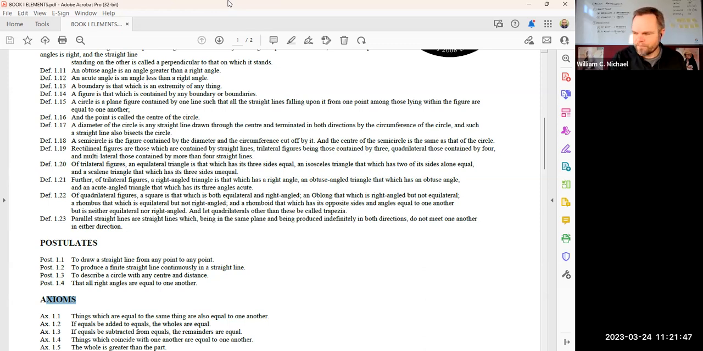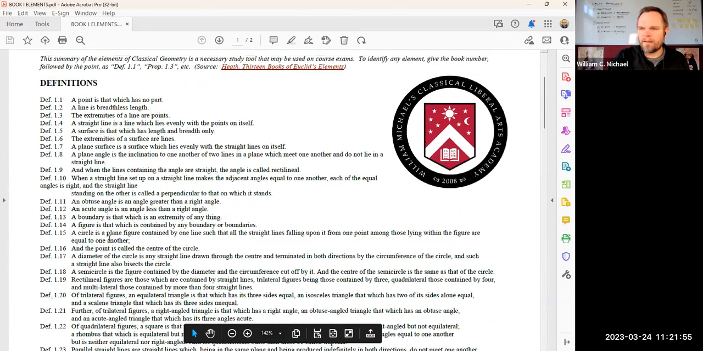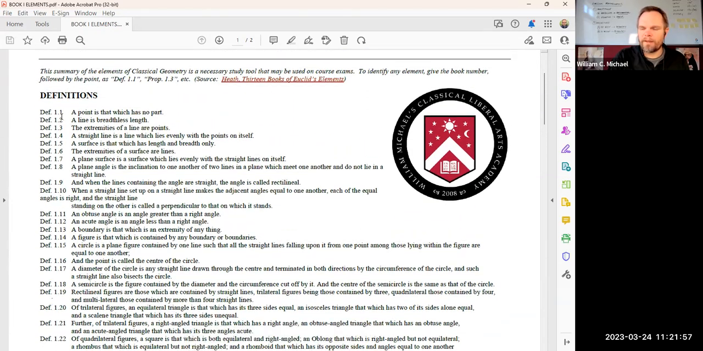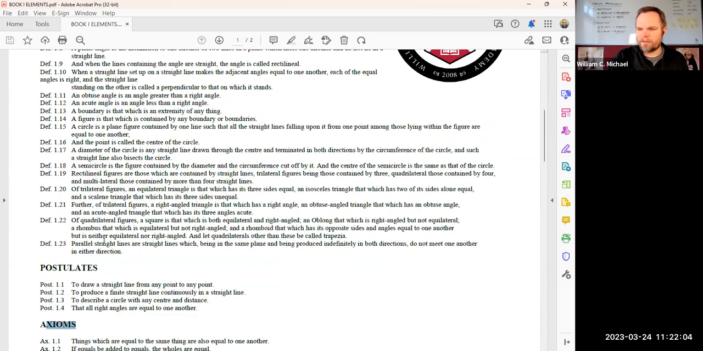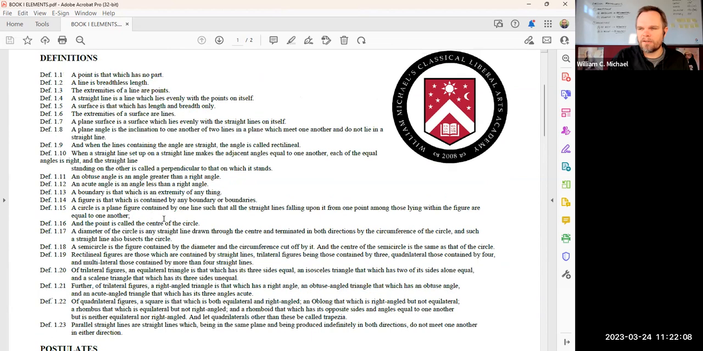Okay, so what we've got to do here in this study, the first challenge that you have is you've got to memorize these things. You've got to take maybe a couple weeks, maybe you've already done it, I don't know. You've got to take a couple of weeks and you've just got to study and memorize these things. You've got to memorize these definitions, the postulates, and the axioms. It takes a little while, but you can do it. It's not too hard.